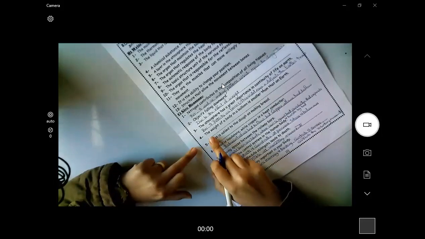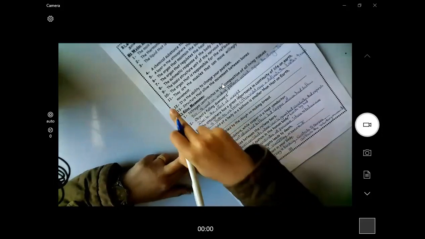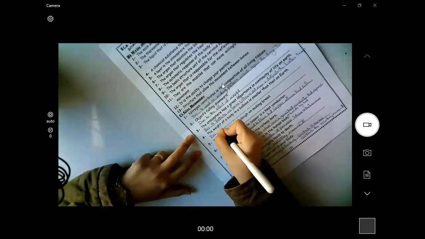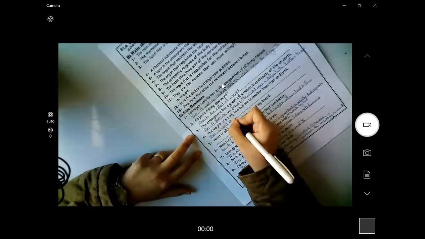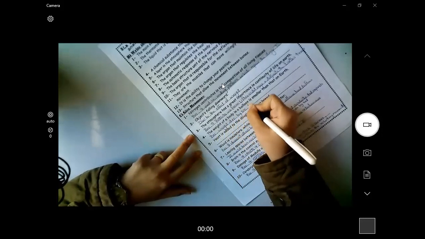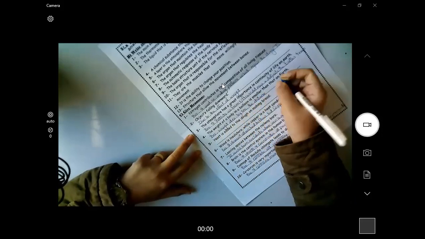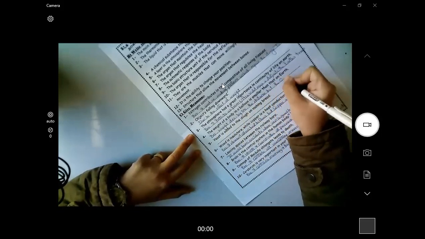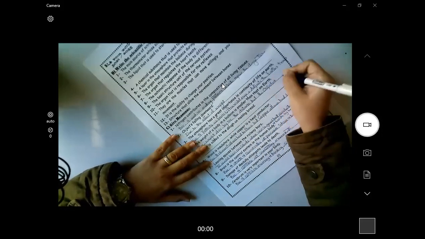Question number 4, the weight of body in balloon is smaller than weight on Earth. Weight on balloon is smaller than weight on Earth because weight decreases by increasing the distance between the object and center of the Earth.